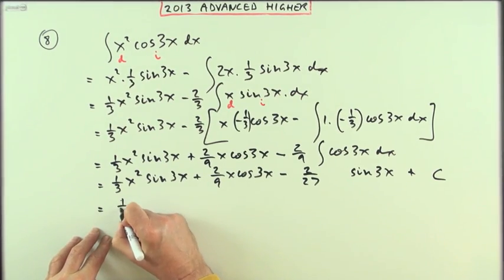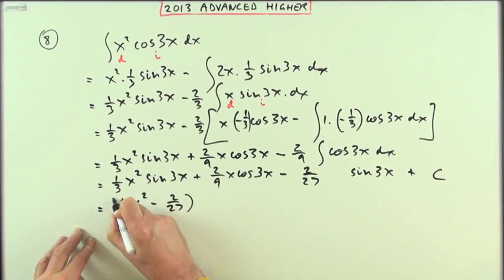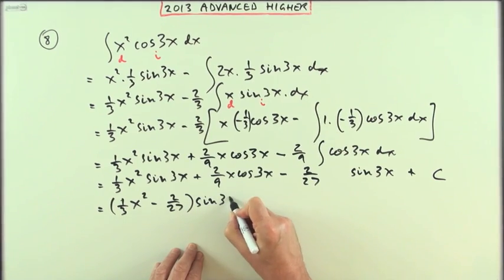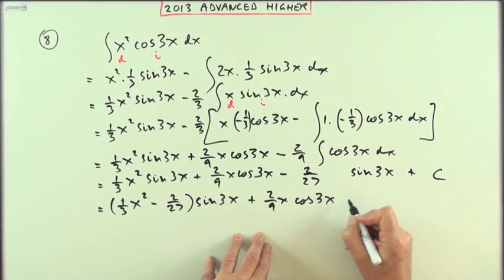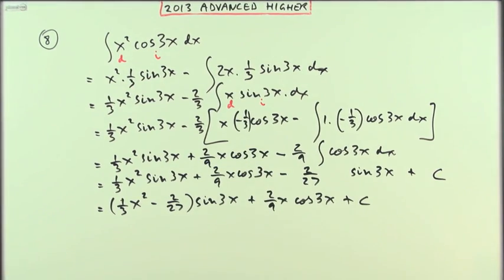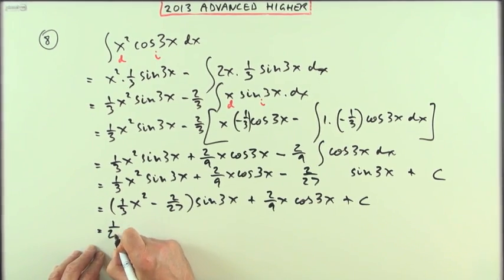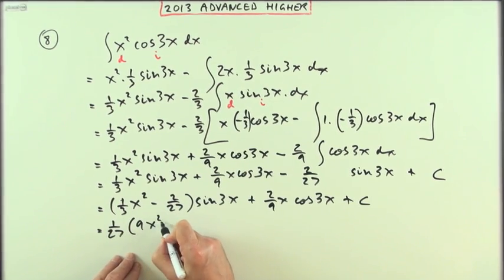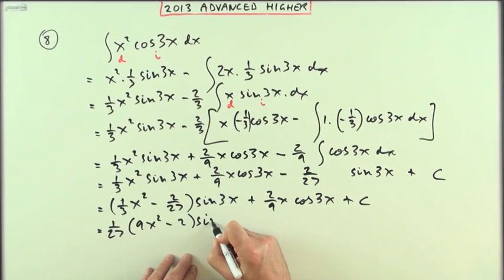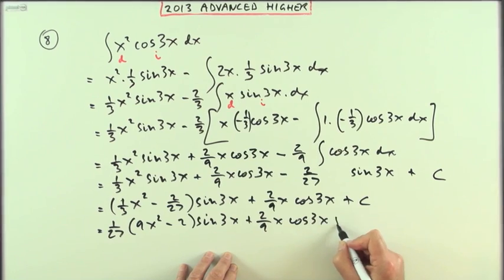So I could have 1/3 of x squared minus 2 27ths, all of sine 3x plus 2/9 x cos 3x plus c. And the only other thing I could do, being a bit fastidious, would be to take out that 27th. So if I just do that, if I take out the 27th, I've got 1/27th of, so that has to become 27 times bigger, 9x squared minus 2 sine 3x plus 2/9 of x cos 3x plus c.